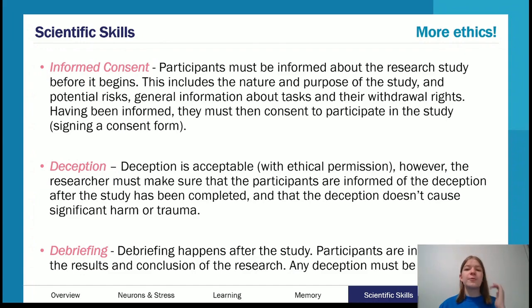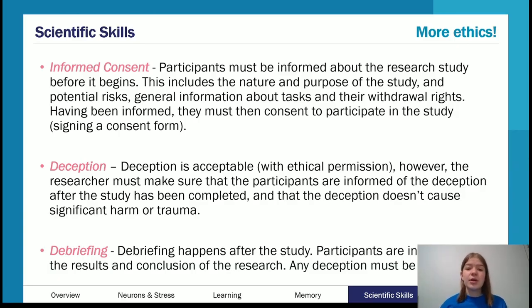In terms of informed consent, remember that this encompasses a range of different information. So nature and purpose of the study, potential risks, and information about their rights as well. All of those things are important. And if you're dealing with children, then we need to have parental or legal guardian consent in there.